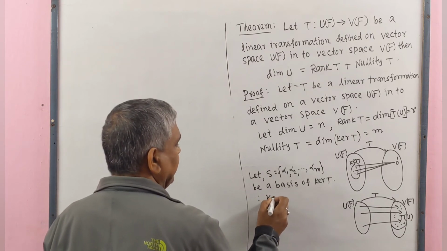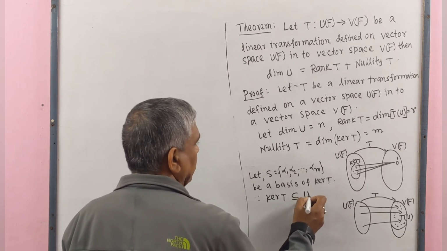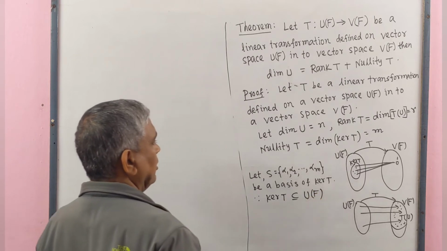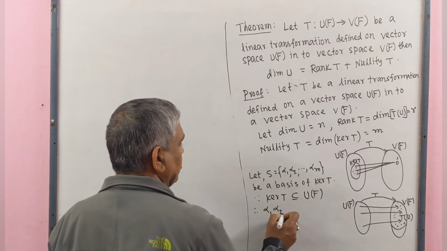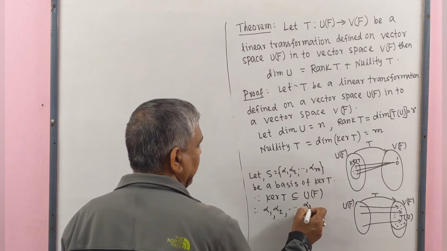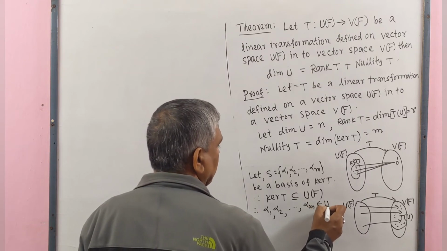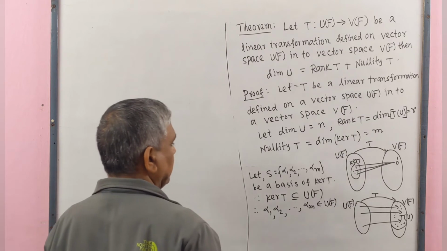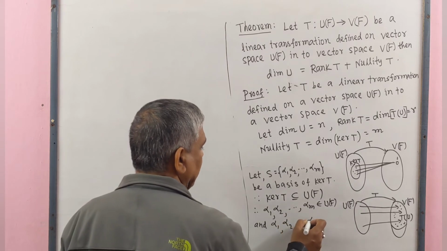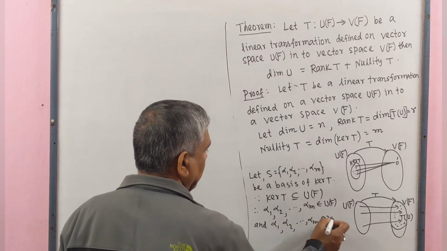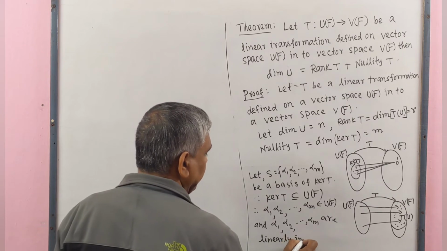Since ker T is a subset of U(F), therefore alpha 1, alpha 2, ..., alpha m belong to U(F), and alpha 1, alpha 2, ..., alpha m are linearly independent vectors.